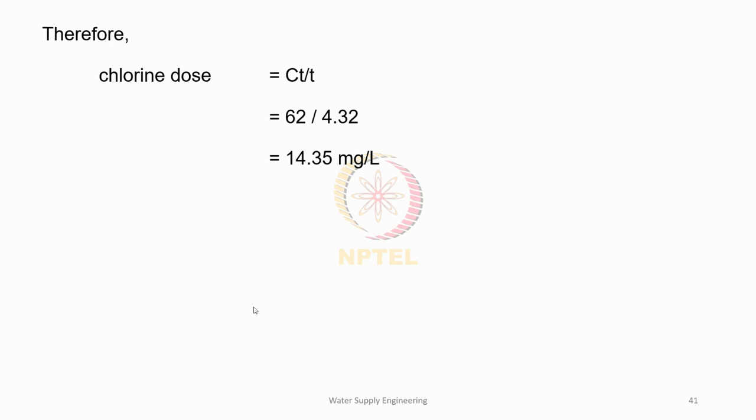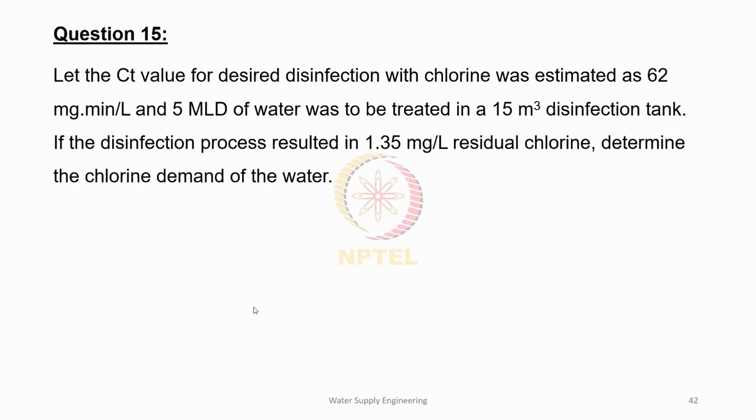Therefore, the chlorine dose, that is CT by T, that is CT value by contact time, will give the chlorine dosage. So 62 by 4.32, which is 14.35 milligram per liter, is the required chlorine dose. Hope that is clear. Moving on to the next question.